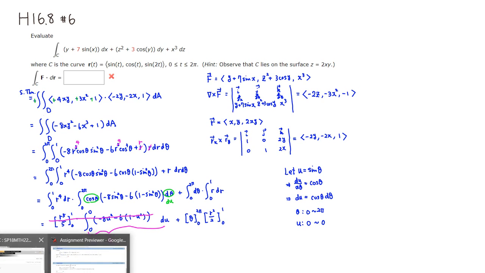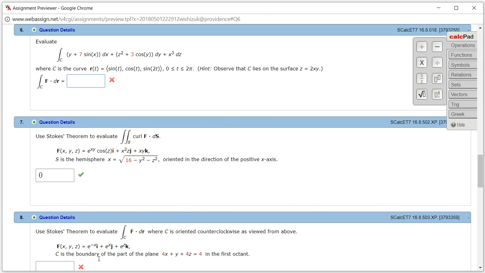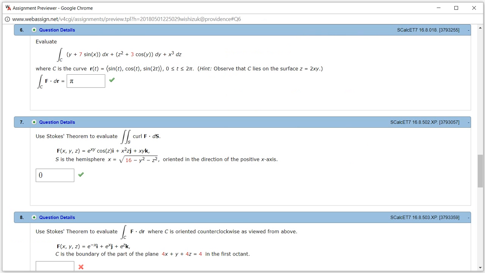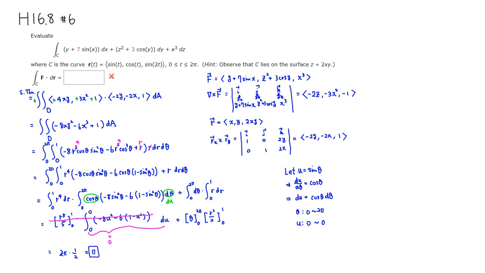All right, so let's type it in. So this came out to be pi. Submit for testing. All right, I came back and it looks like we got this one correctly. That's it. I hope that this was clear.